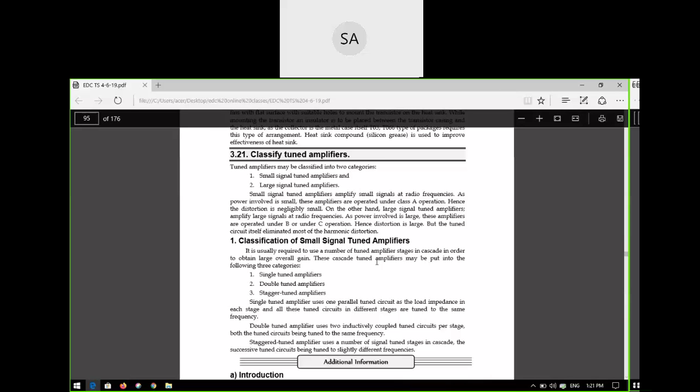In the staggered tuned amplifiers, the tank circuit or tuned circuit changes the range of frequencies by changing the capacitance value. That means you are using a variable capacitor, and cascaded or successive tuned circuits are used in the staggered tuned amplifiers. Is it clear? A staggered tuned amplifier uses a number of single tuned stages in cascade, or successive tuned circuits. Okay, so this is the difference between the three classifications.